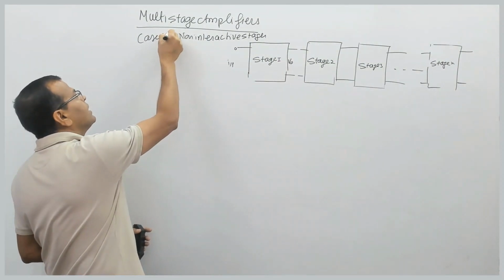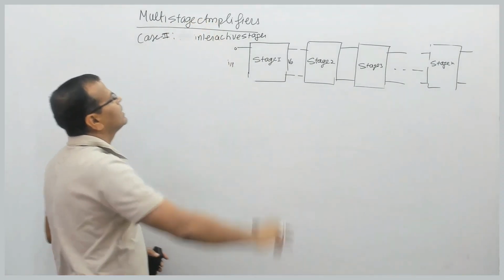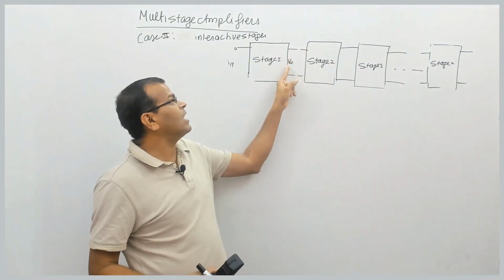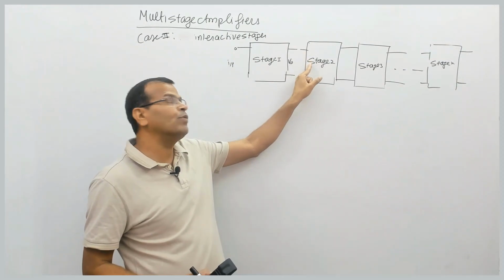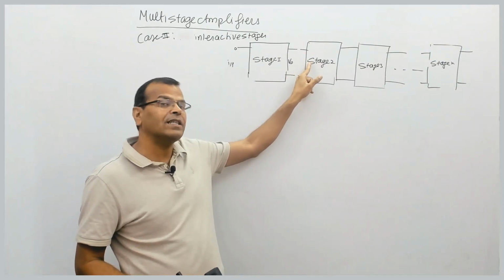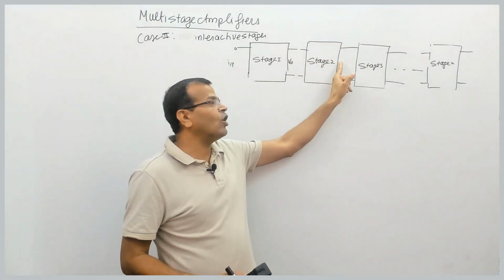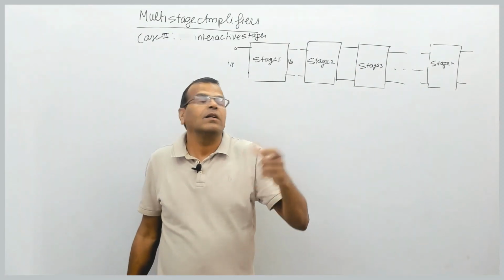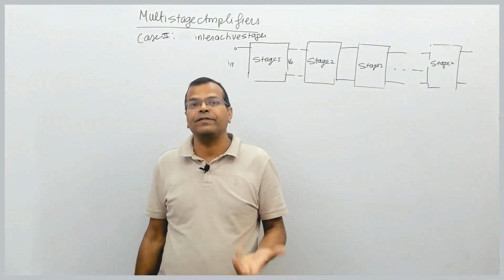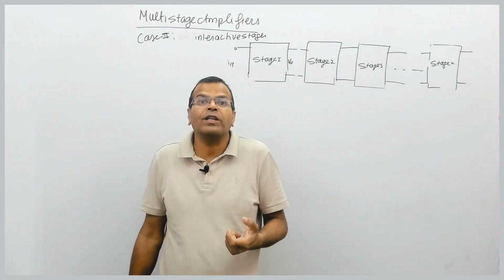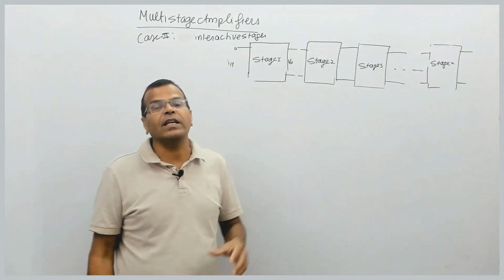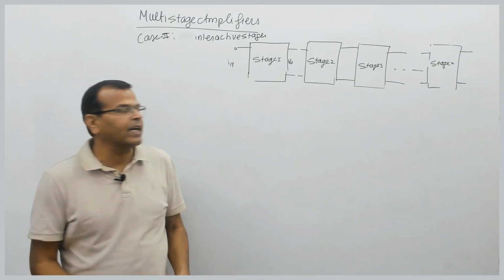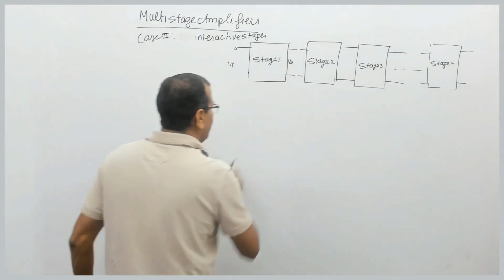Let us talk about case 2, that is interactive stages. What is the meaning of interactive stages? If the voltage at the output of the first stage is affected by the input impedance of the next stage, then the stages of the amplifier are interactive. You cannot take the voltage at output in isolation. So in that case, the overall voltage gain has to be obtained by adopting a certain different technique. Let us see how that technique will be adopted here.